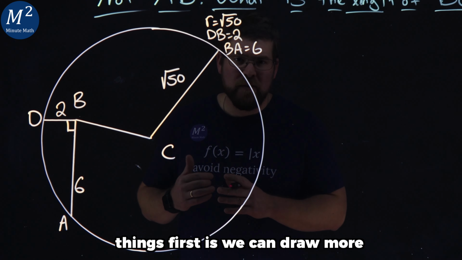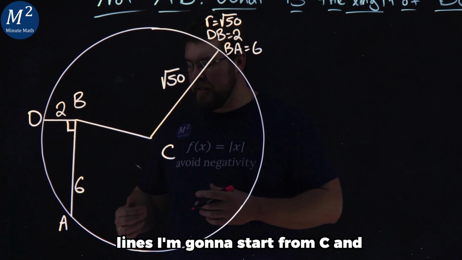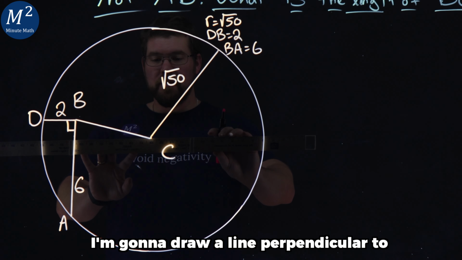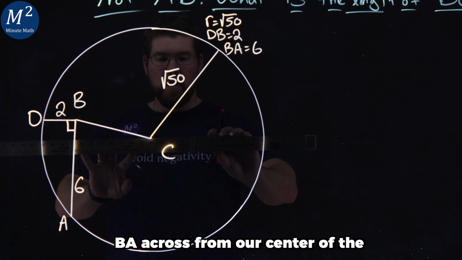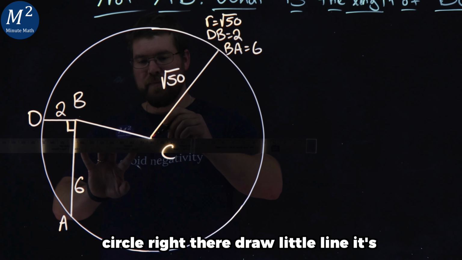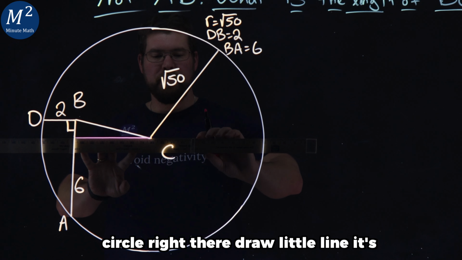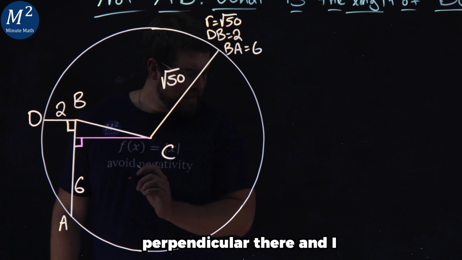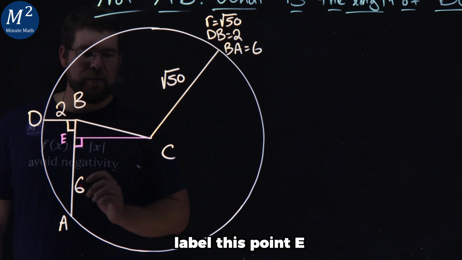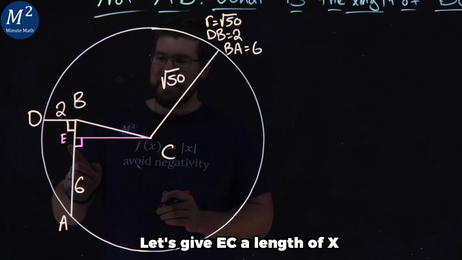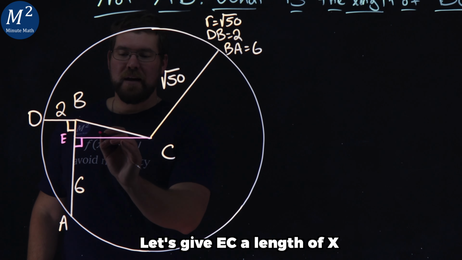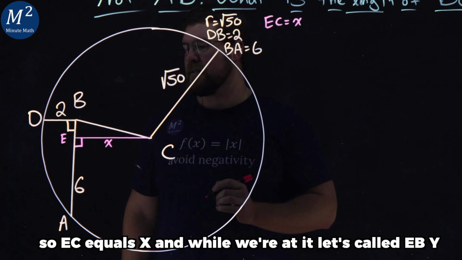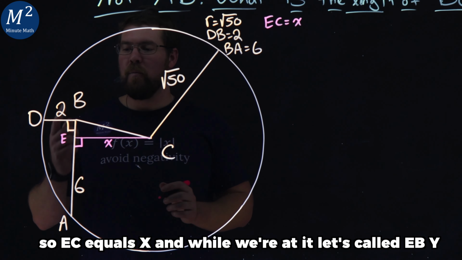First things first is we can draw more lines. I'm going to start from C, and I'm going to draw a line perpendicular to BA across from our center of the circle. Right there. Draw a little line. It's perpendicular right there. And I label this point E. Let's give EC a length of X. So EC equals X, and while we're at it, let's call EB Y.